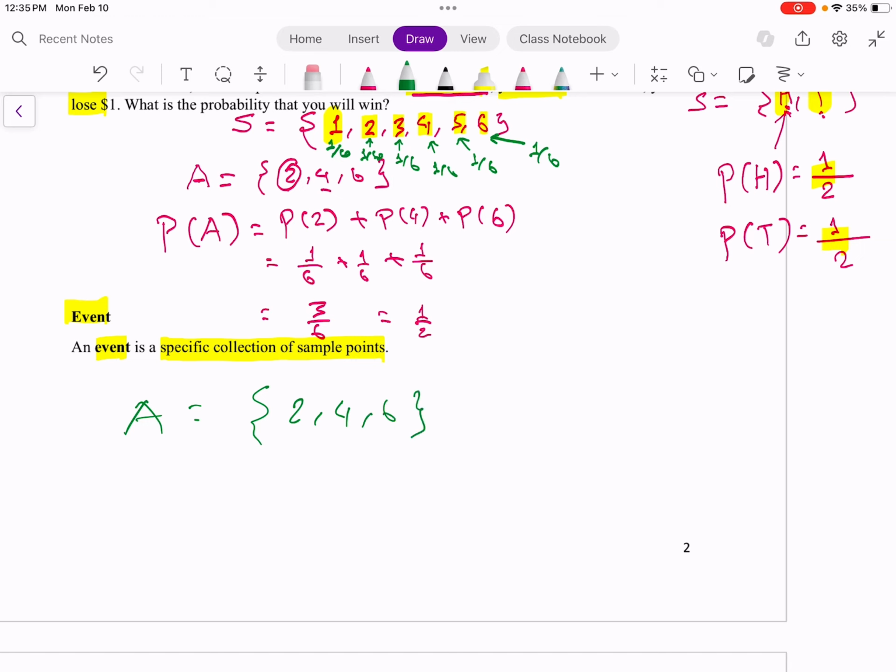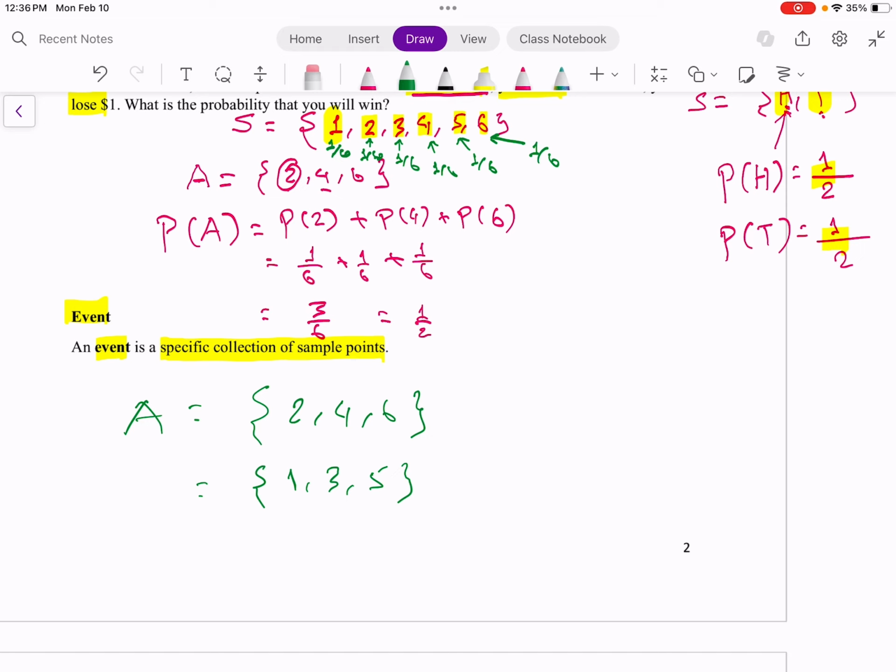So we have a set A: 2, 4, 6. What kind of sample points are 2, 4, 6? Even, right? So if we are collecting even sample points when we throw a dice, then that collection of specific sample points 2, 4, 6 is an event. So our set A is an event. Similarly, if you collect odd sample points, our event would contain sample points 1, 3, 5. So an event is a specific collection of sample points.